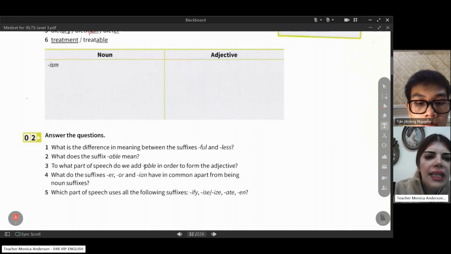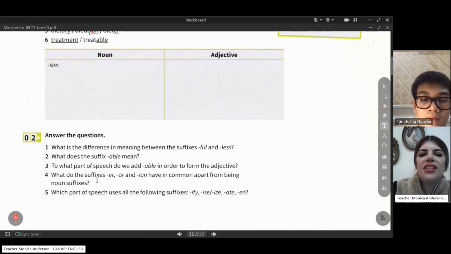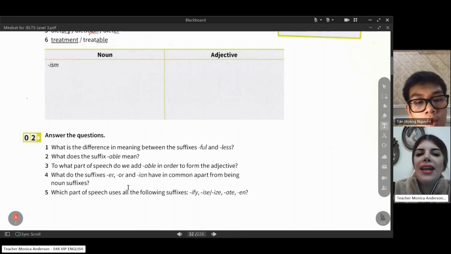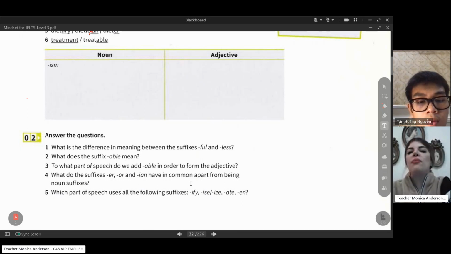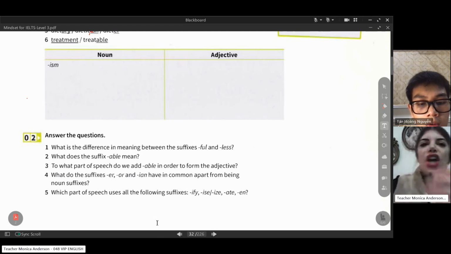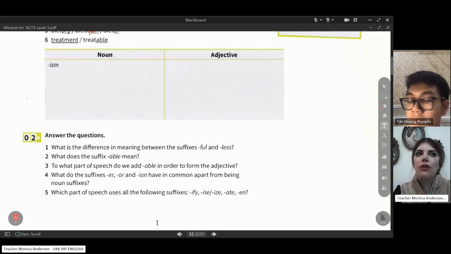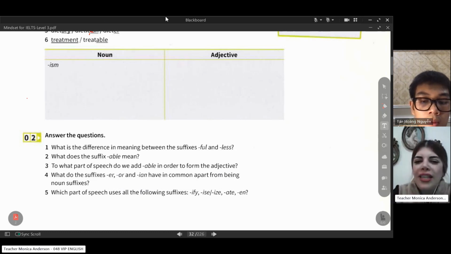Number 4: what do the suffixes er, or, and ian have in common apart from being noun suffixes? For example, when we add the suffix or or er to a word, what type of word do we make? For example, it refers to a thing, place, or something like this.